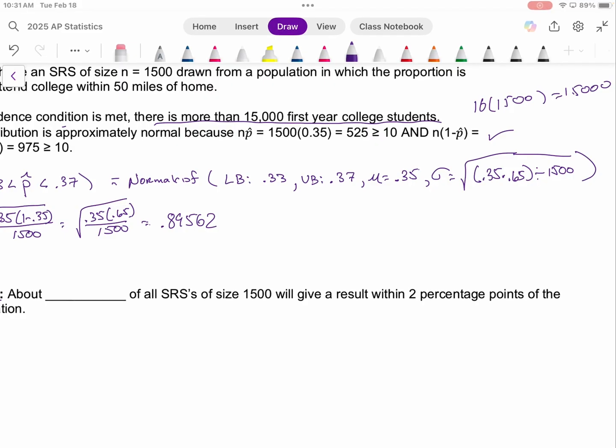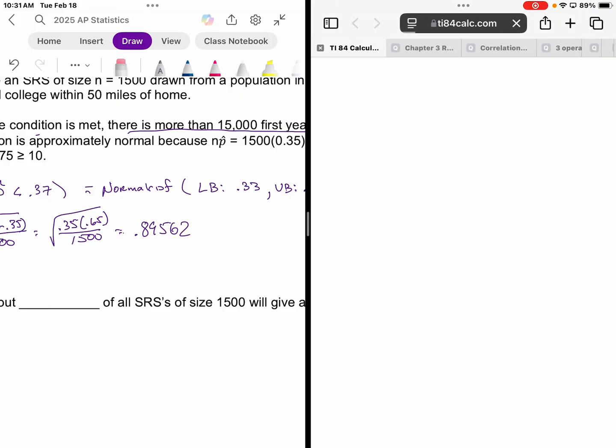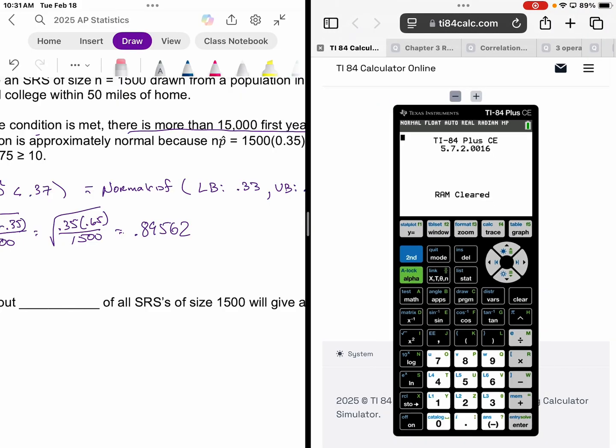So I'm going to split my screen and get to a calculator. There we go. So with this in mind, second vars, normal CDF, 0.33, 0.37, 0.35. And now for the standard deviation, I'm going to do second x squared. This is where I'm going to do parentheses 0.35 times 0.65, close the parentheses just to say I'm closing the numerator, and then divided by 1,500, and then I'm closing the whole square root. That's how I typed it in there.